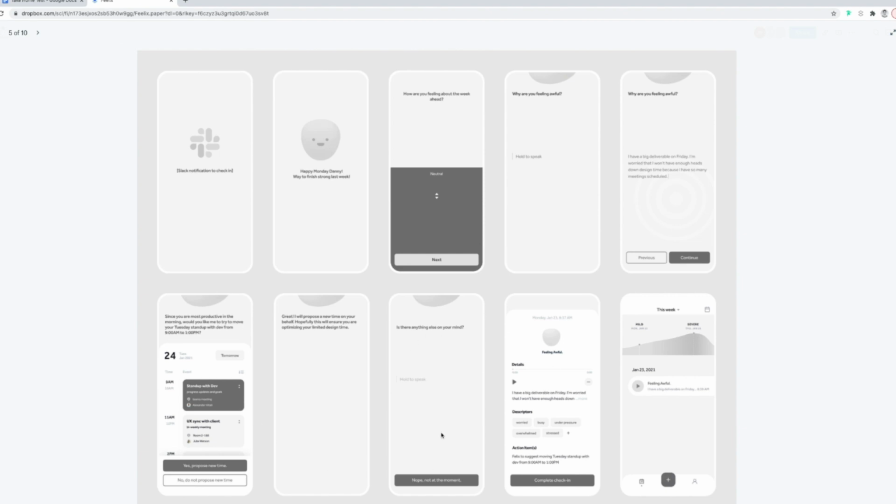He's going to ask, is there anything else on your mind? You say, nope, not at the moment. You get a little summary screen. And then you get to view your check-in here, your newest check-in, with the ability to play back the voice part. And you also get some predictive insights here. So Felix, based on what you told him, is sort of analyzing your week ahead. And since you told him you have a big presentation on Friday, he's saying your week is going to peak in severity on Thursday. So you get this visualization.